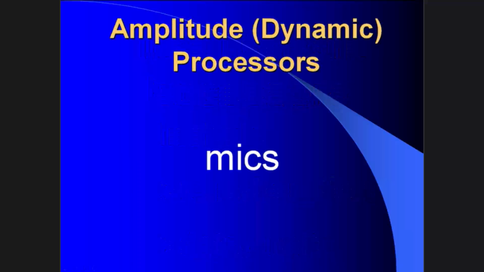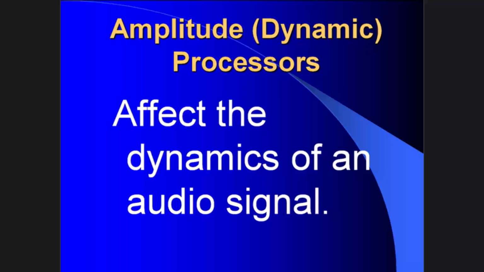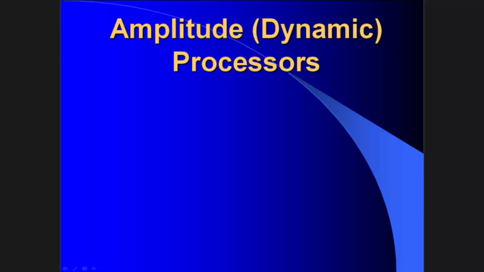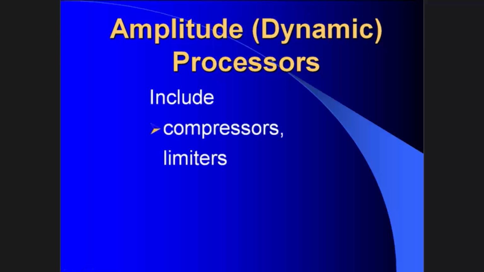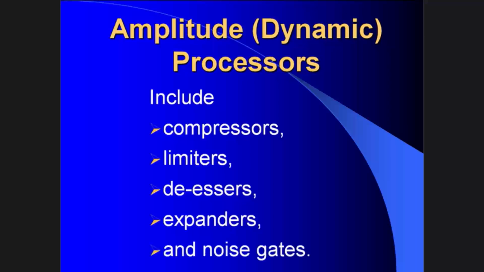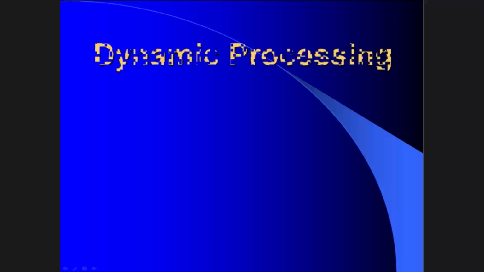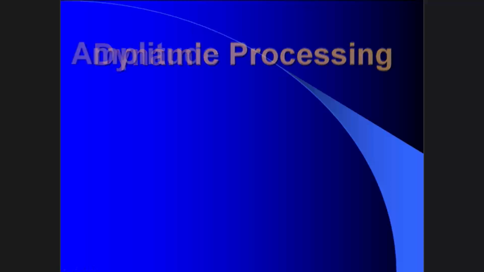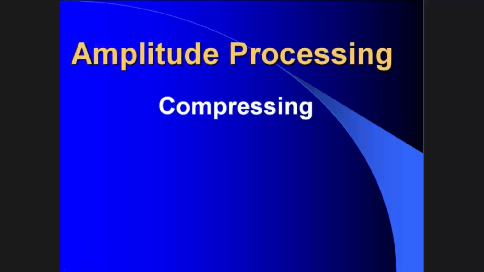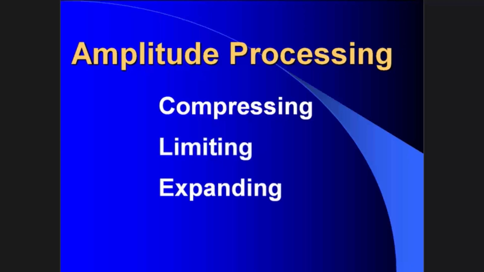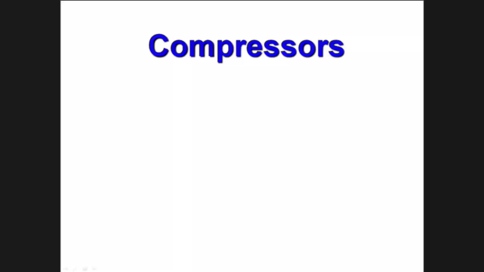Amplitude or dynamic processors affect the dynamics of an audio signal. Dynamic processors include compressors, limiters, de-essers, expanders, and noise gates. Again, dynamic or amplitude processing consists of compressing, limiting, expanding, or gating. Let's investigate a little more.